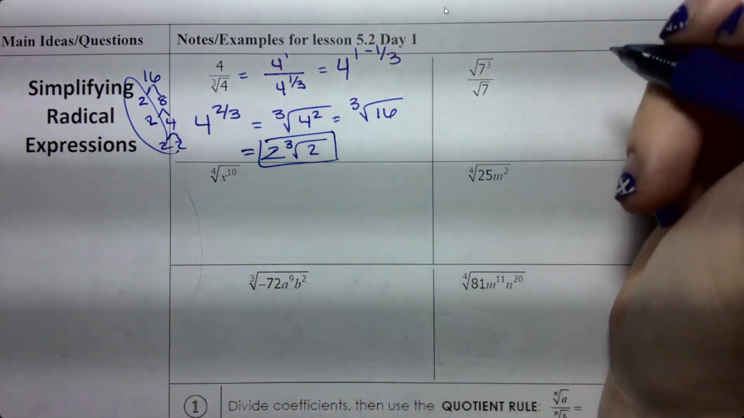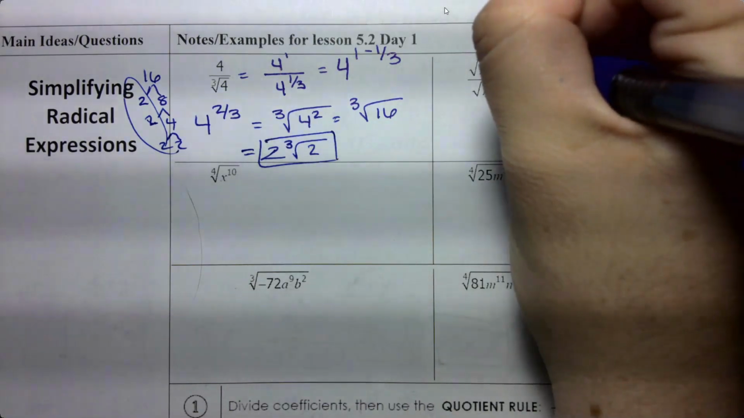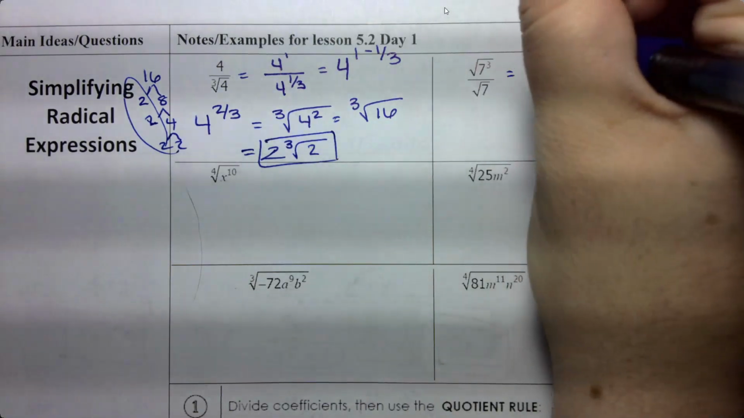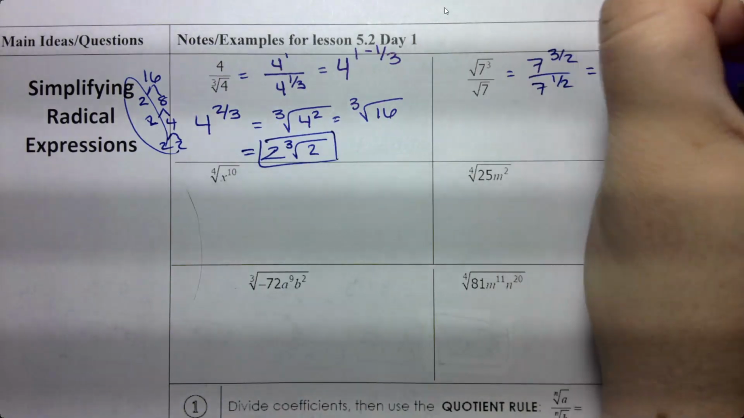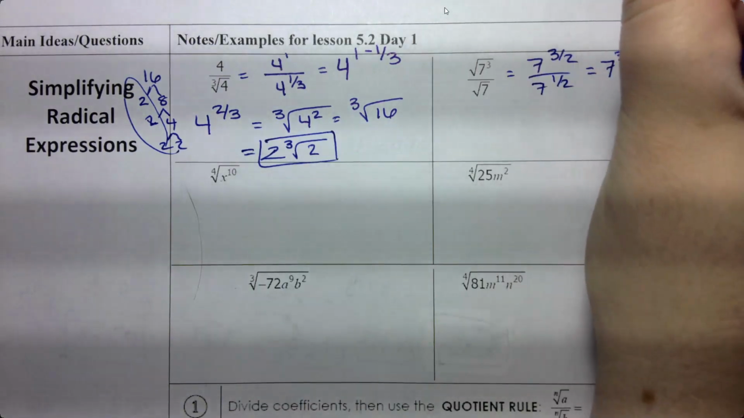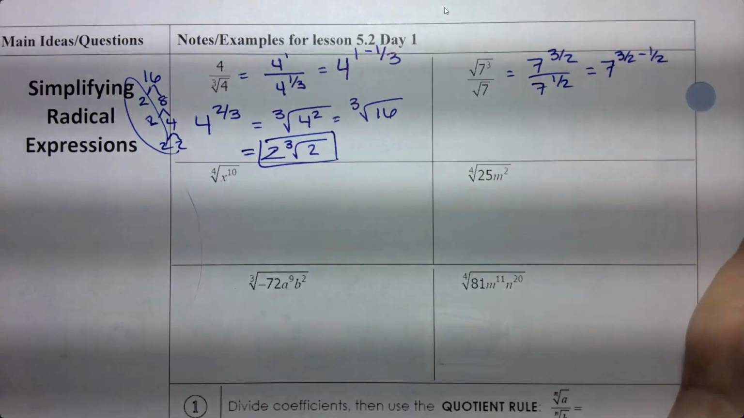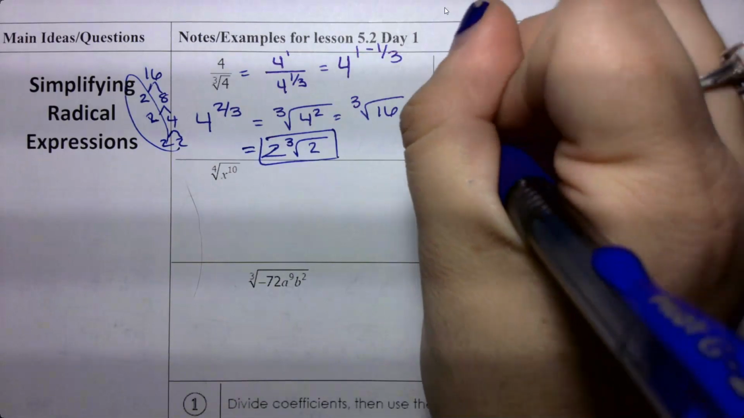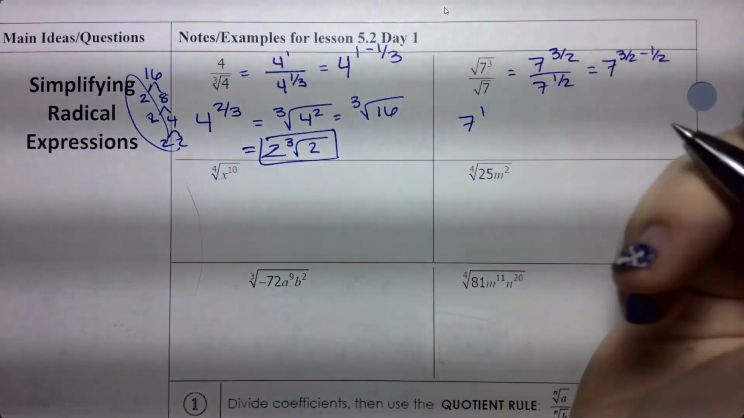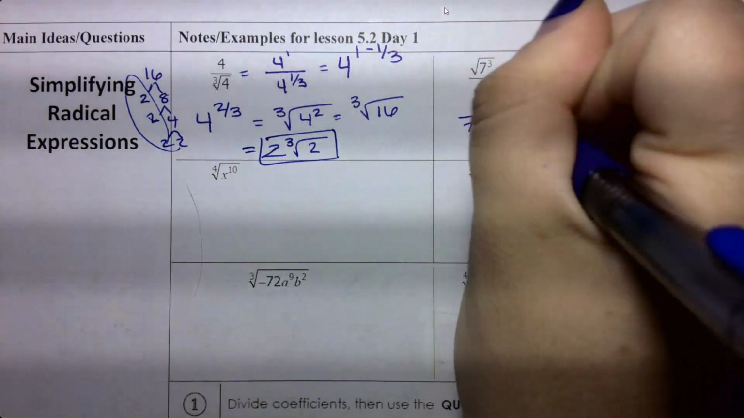Same thing on this next fraction. I have 7 to the 3/2 over 7 to the 1/2, which I can rewrite as 7 to the 3/2 minus 1/2. 3/2 minus 1/2 is just 1. So 7 to the first power is just 7.